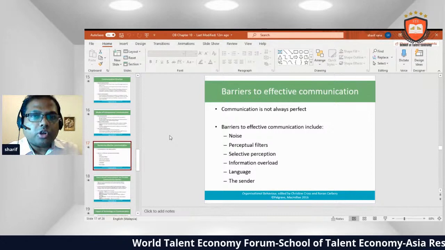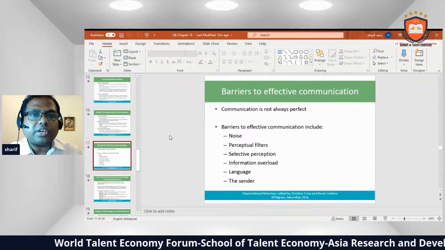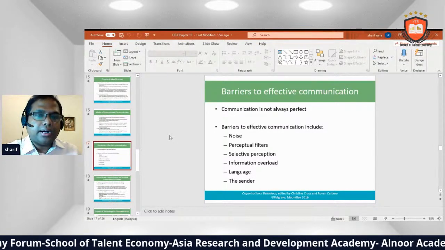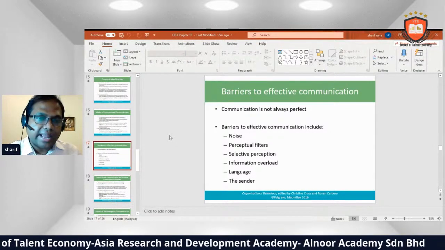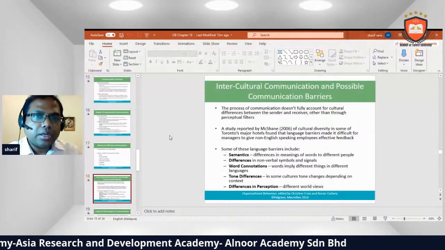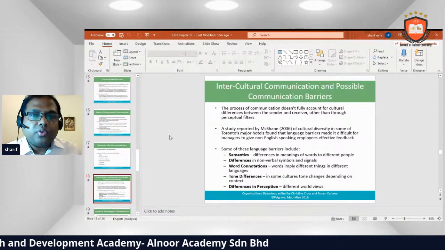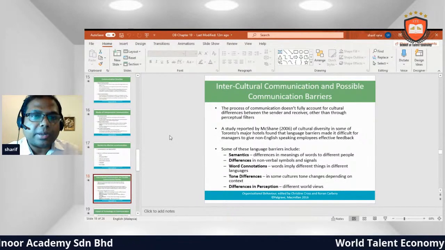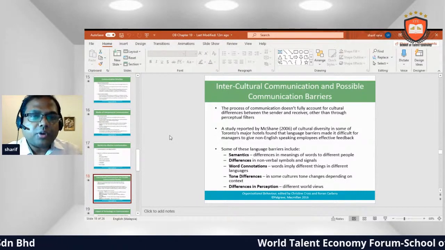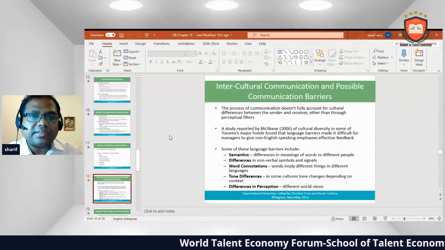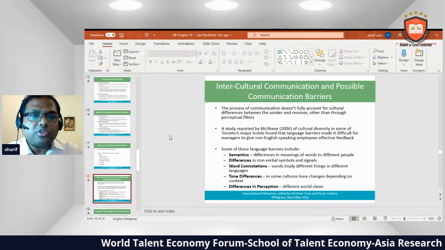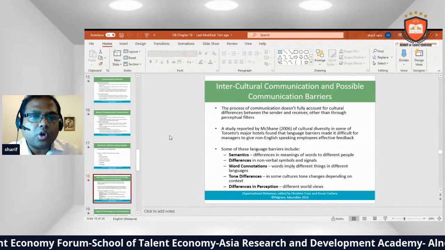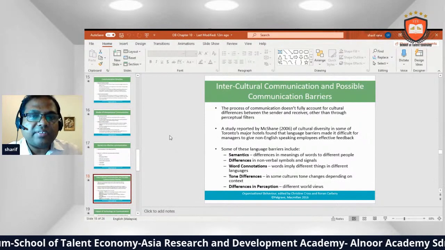Besides that, communication is not always perfect. Barriers to effective communication include noise, perceptual filters, selective perception, information overload, language, and the sender. The process of communication does not fully account for cultural differences between the sender and receiver other than through perceptual filters. A study reported by McShane of cultural diversity in some of Toronto's major hotels found that language barriers made it difficult for managers to give non-English speaking employees effective feedback.